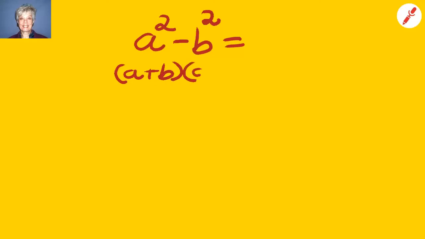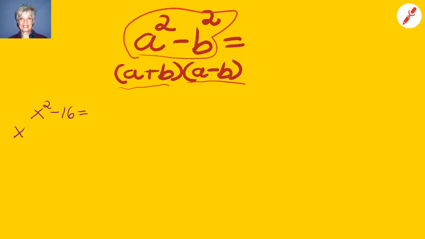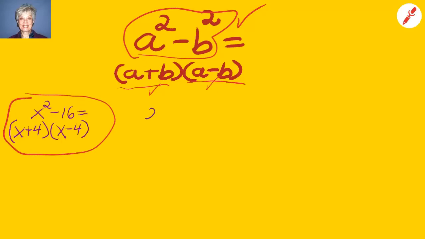Remember back in chapter 4, back in one of the previous modules, when you learned about multiplying polynomials, we multiplied conjugates. These are conjugates. When you multiply conjugates, you get this. So notice that x squared minus 16 equals x plus 4 times x minus 4. 4 is the square root of 16. x is the square root of x squared.